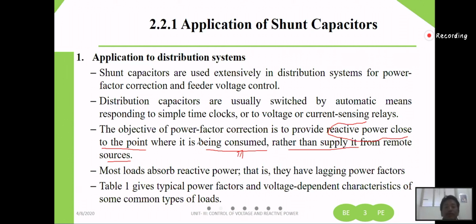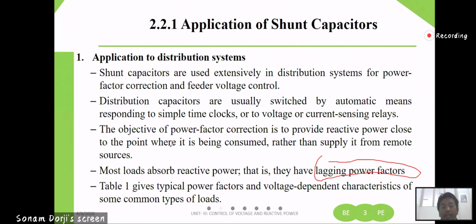Okay, so we know that most of the load will absorb the reactive power, so that's why you will see most of the capacitor banks at the load side, and most of the load will have a lagging power factor. Why? Because most of the load absorbs the reactive power, so you will find that most of the load will have a lagging power factor, not a leading power factor. And moreover, you will also find that this shunt capacitor or capacitor bank will be at the load side or industrial side, not at the generating side, because most of the reactive power will be absorbed by the load.